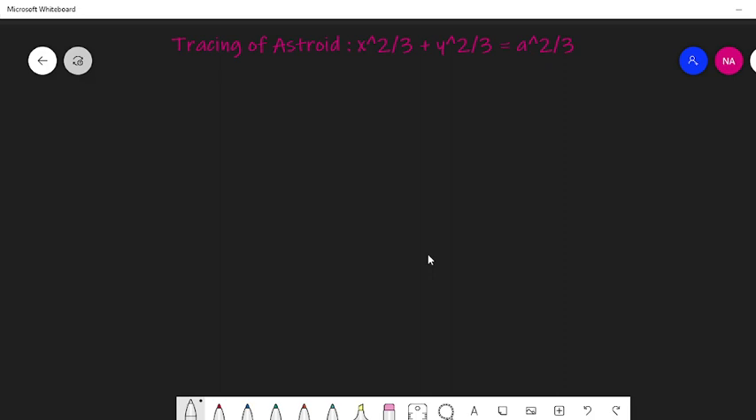So the equation of the asteroid is x power 2 by 3 plus y power 2 by 3 equal to a power 2 by 3. So that is the given input. Given x power 2 by 3 plus y power 2 by 3 equal to a power 2 by 3.